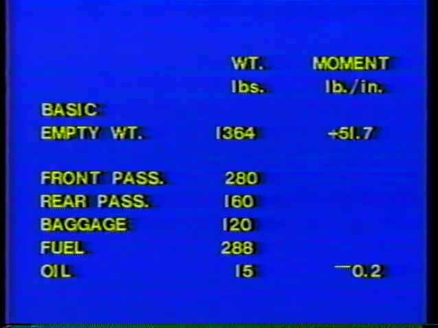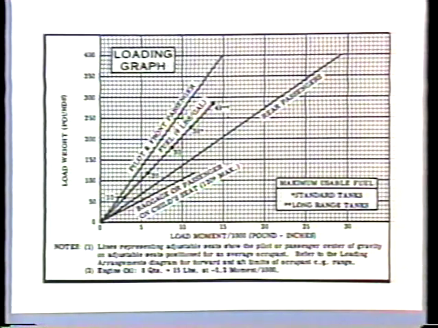Our pilot and front seat passengers together weigh 280 pounds. The rear passenger weighs 160 pounds. The baggage weighs 120 pounds. The 48 gallons of usable fuel weighs 288 pounds. And 8 quarts of oil weigh 15 pounds with a given moment of minus 0.2. We use the loading graph to obtain the other moment indices we need.